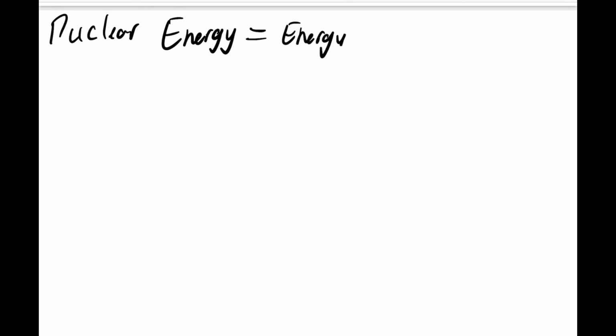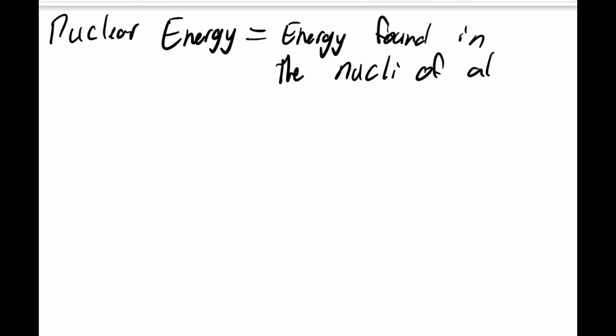All right, let's do our last one. This is nuclear energy. Nuclear energy is very similar to chemical energy, where chemical energy is found in the bonds. This is the energy found in the nuclei, which is plural for nucleus, of atoms. Some examples of when we see this would be the sun. We see nuclear fusion in the sun, where smaller particles fuse together to become bigger particles.